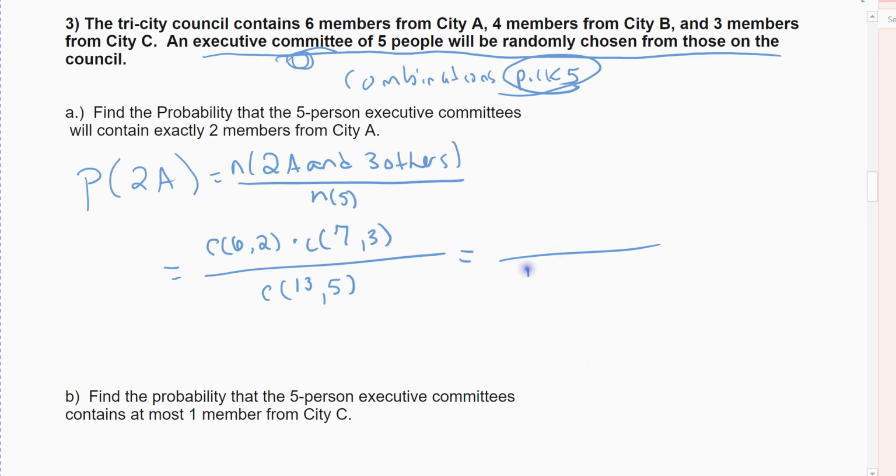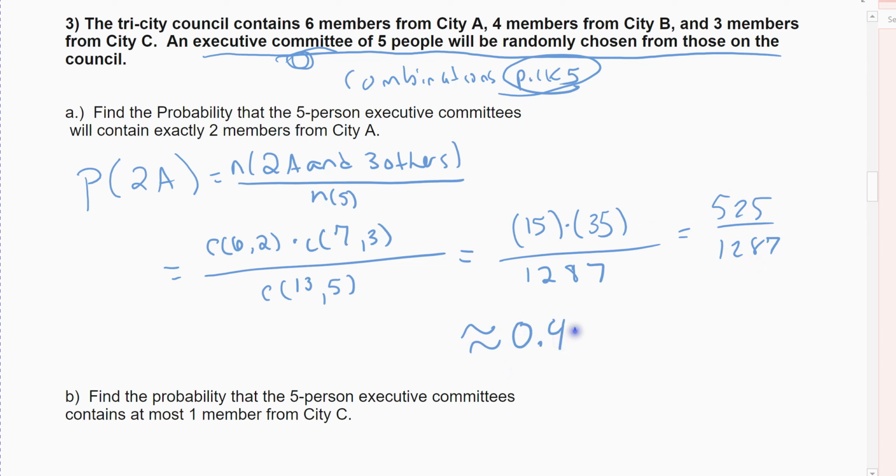So 13 choose 5 would be 1287. That's an 8 if you can't read that. And then up top, 6 choose 2 is 15 times 7 choose 3, which is 35. If you plug this all in one shot, that's fine. Just make sure you're careful. Multiply, then divide. I usually simplify my numerator and then do my division, so I'll take my 15 times my 35, which comes out to 525, all over 1287, and then I find my decimal approximation, which I'm going to round to 4 decimal places, 0.0479.